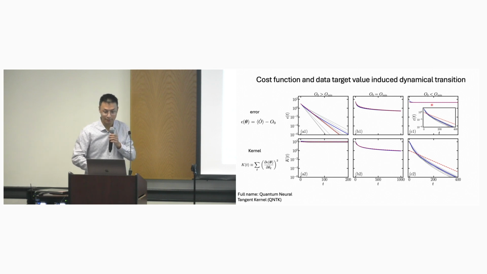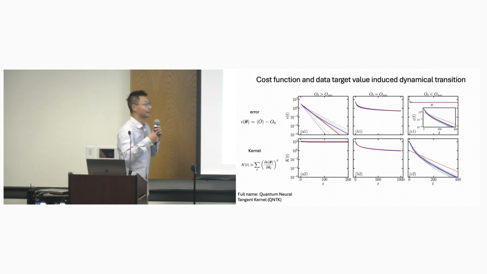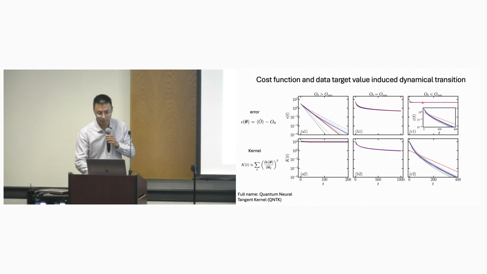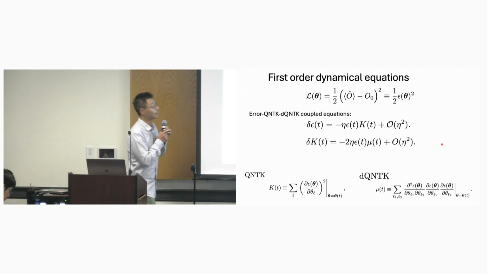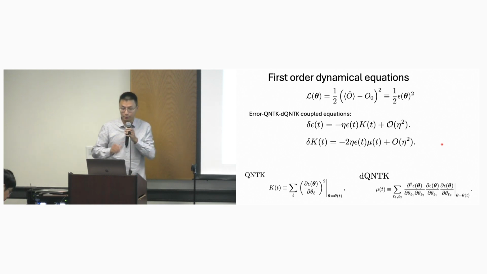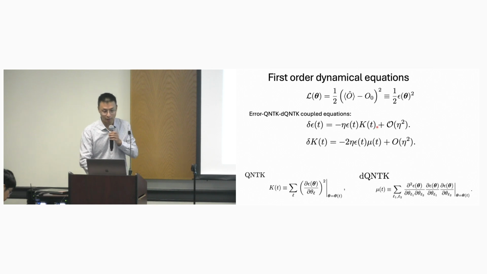However, because you set the target value to be something that is not achievable, the actual deviation from the target value is a constant. It's just the ground state versus O0, a constant gap you cannot cross. So that's the phenomenon being observed. And to explain it, we need to look at these equations describing the decay of the error and kernel throughout the quantum neural network training process.